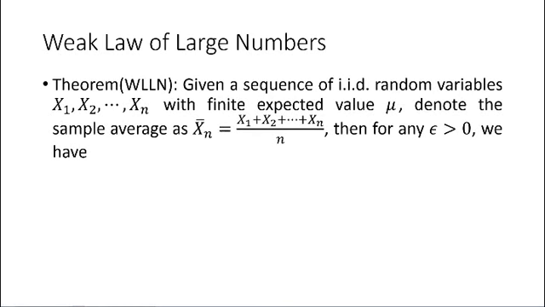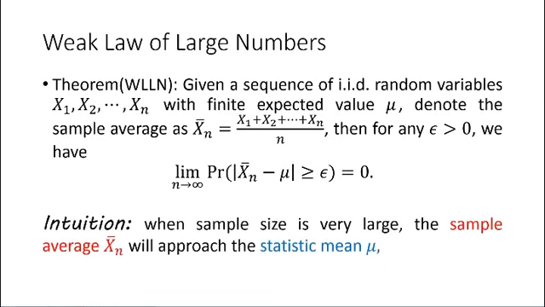Suppose we have a sequence of IID samples X1 up to Xn with finite mean mu. Then the probability that the sample average is somehow away from the population mean approaches zero as n goes to infinity. Intuitively, that is, when the sample size is very large, the sample average will approach the statistical mean. Or we say the sample average converges to the mean in probability.